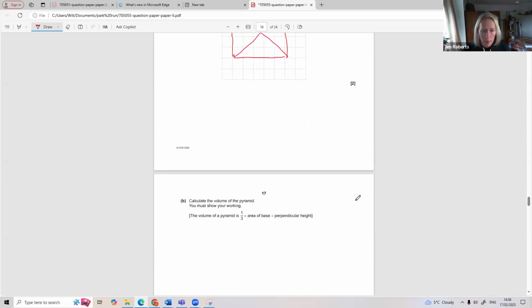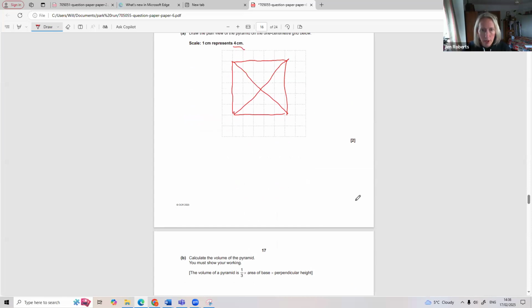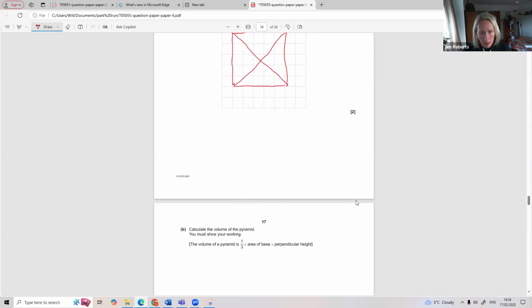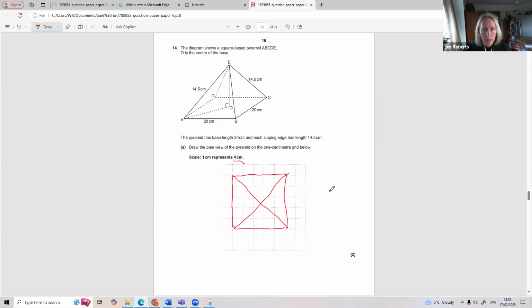Calculate the volume of the pyramid. Given the volume for this, it's a third area of base times perpendicular height. Area of the base is 20 by 20, times the perpendicular height. The problem is, we don't have a perpendicular height, which is this one. But hopefully you've noticed you have a right angle triangle.